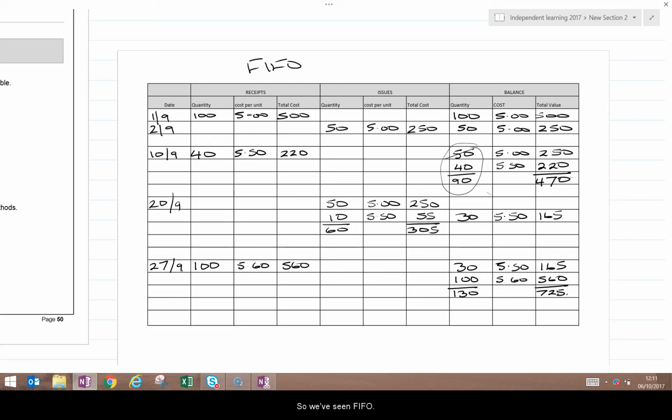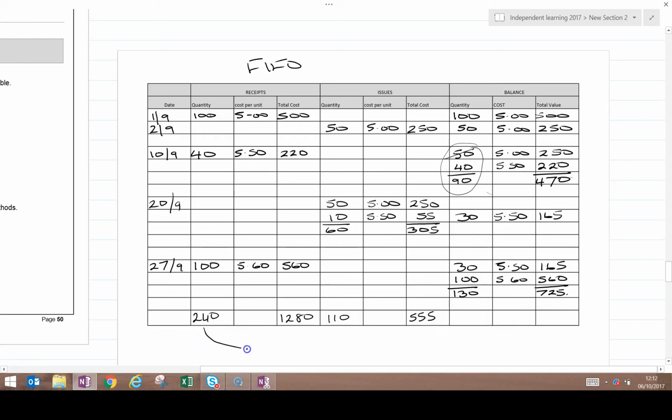So we've seen FIFO. So during the course of the month we have received in total 100 plus 40 plus 100, so we have received 240 units. The total cost of those units, if we add up the total cost column, comes to 1,280. We've issued 50 plus 60 is 110. And the cost of our issues, 250 plus 305, which is 555.